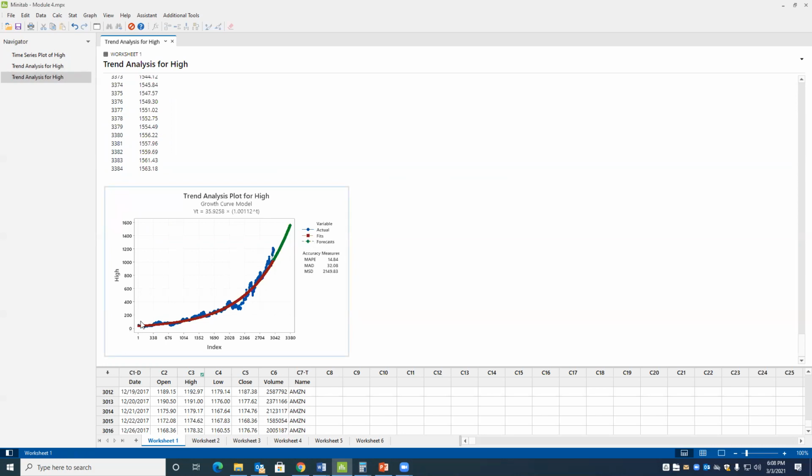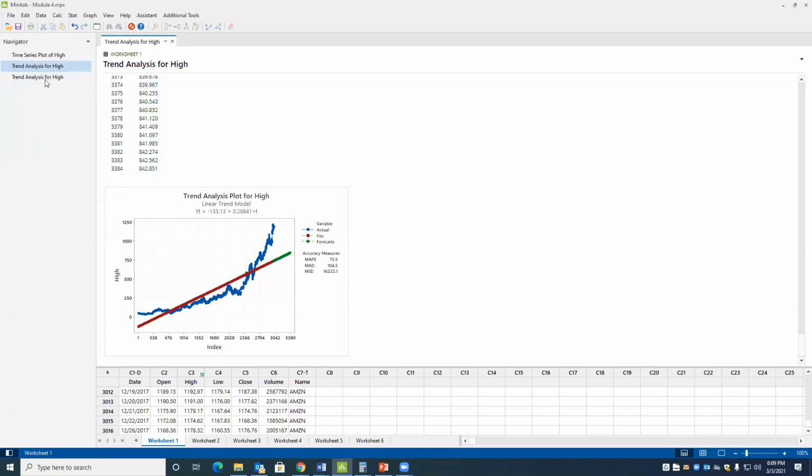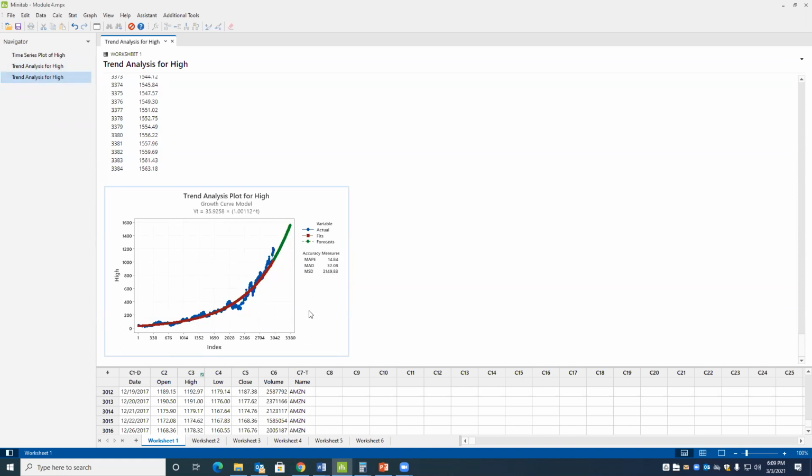Okay. So this red line and blue line, you can see clearly we can compare. Here MAP is 73, here it is 14. Here MAD is 104, here 32. Here MSD is 16,222, here it's 22,000. Now let me check another one, which is the third one.